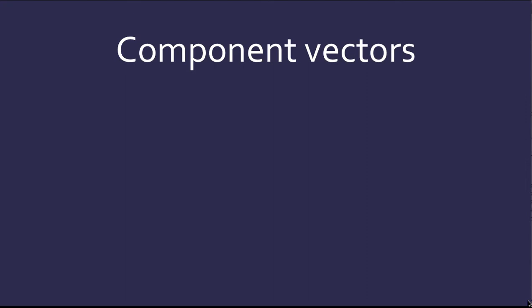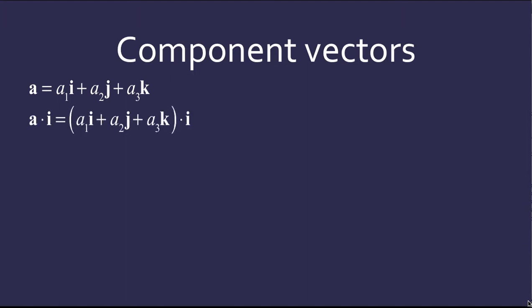Now that we know how the dot product is applied to the unit vectors i, j and k, we can see what happens if we take the dot product of each of the unit vectors with a general vector A equal to A1i plus A2j plus A3k. The product A dot i can be found as shown and then expanded as follows.